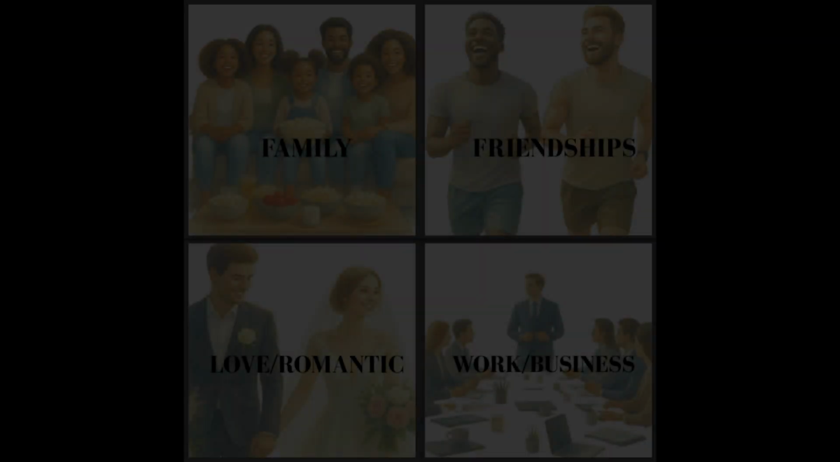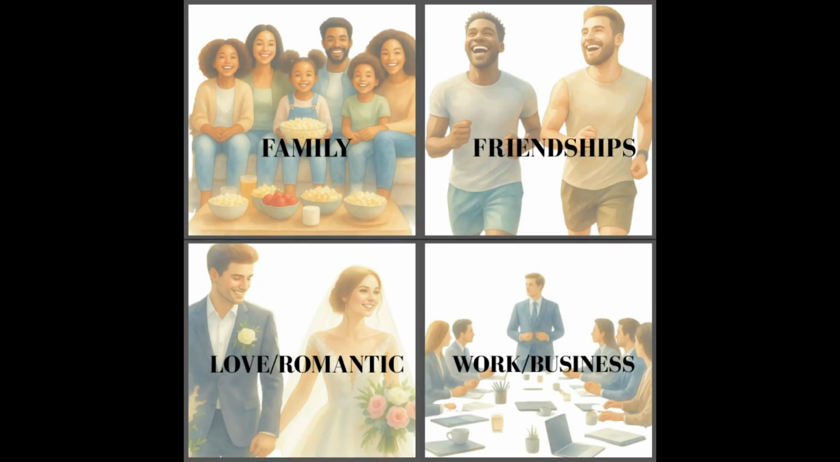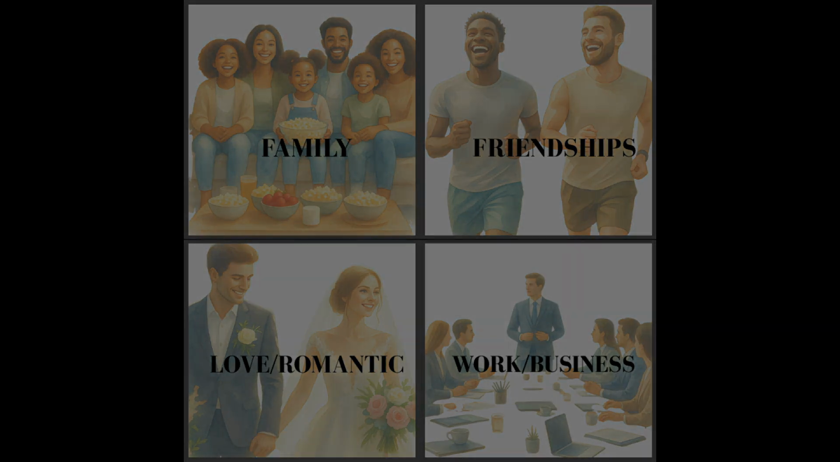There are four main relationship dynamics that writers can choose from for their cast of characters, which are rather the same as in real life. These include family, friendships, love or romantic, and work or business. These fictional relationships consist of characters with different titles and roles.